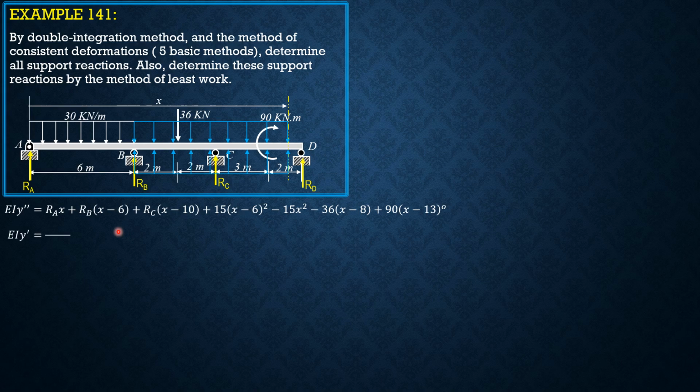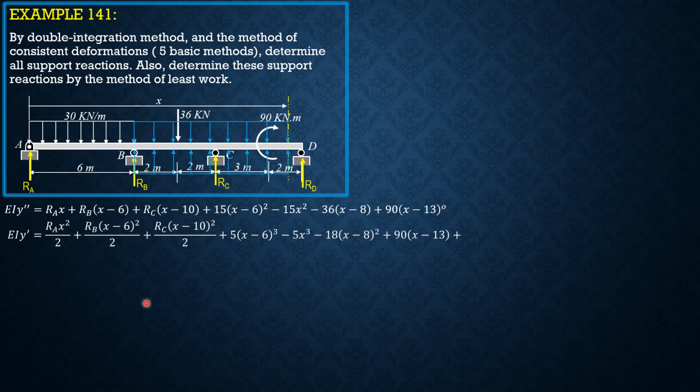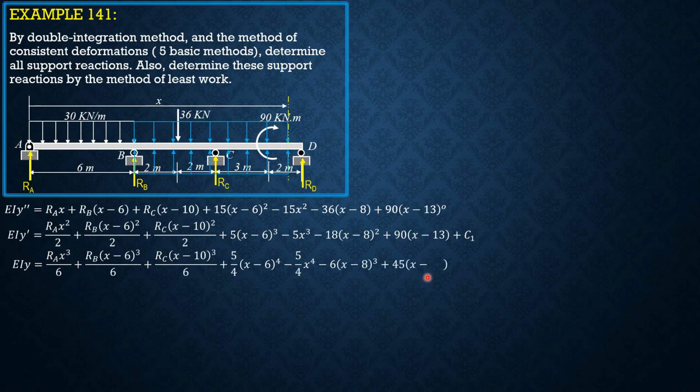Integrating once, EIY prime equals RA X square over 2 plus RB quantity X minus 6 square over 2 plus R sub C quantity X minus 10 square over 2 plus 5 times X minus 6 cube minus 5X cube minus 18 times X minus 8 square plus 90 times X minus 13 to the 1 plus C sub 1. There is slope at A, but there is no C sub 2 because it is a support. Then unyielding support. Then EIY equals RAX cube over 6 plus RB quantity X minus 6 cube over 6 plus R sub C quantity X minus 10 cube over 6 plus 5 fourths or 1.25 times X minus 6 to the 4th minus 5 fourths X to the 4th minus 6 times X minus 8 cube plus 45 times X minus 13 square plus C sub 1 X. There's no C sub 2 as I said.